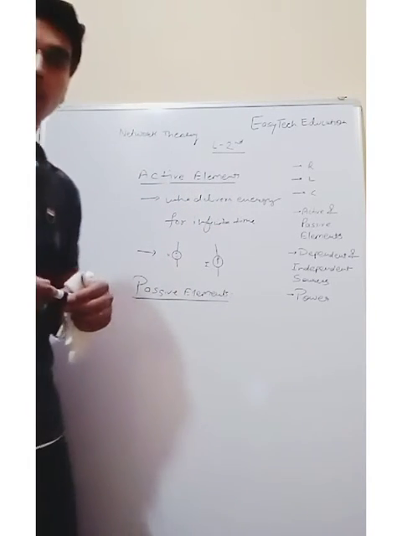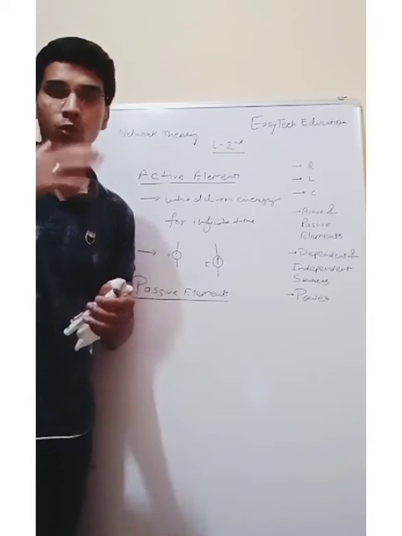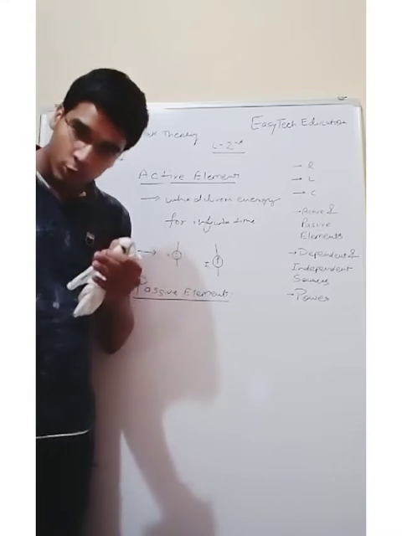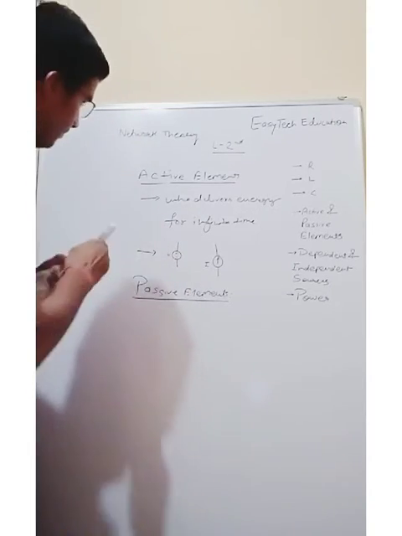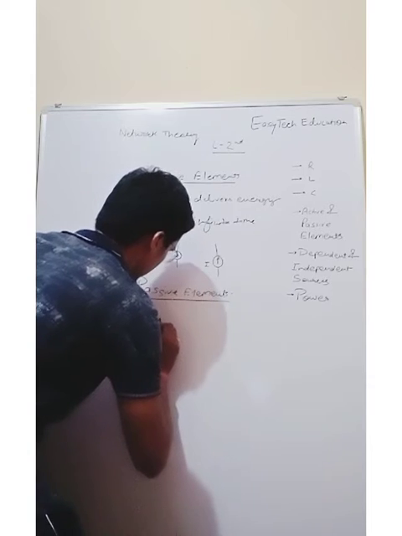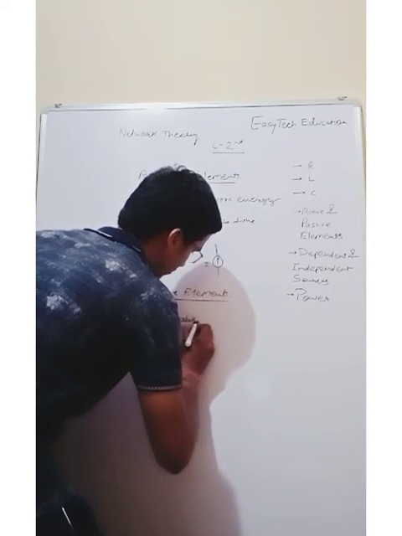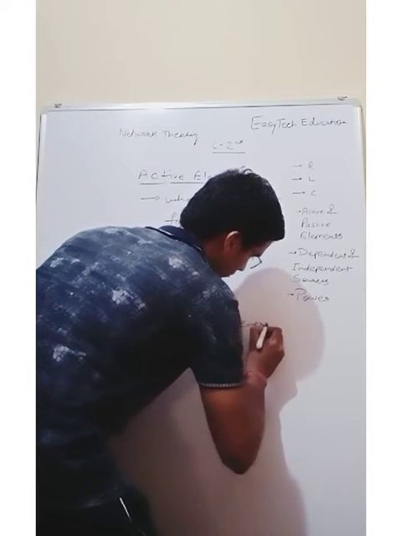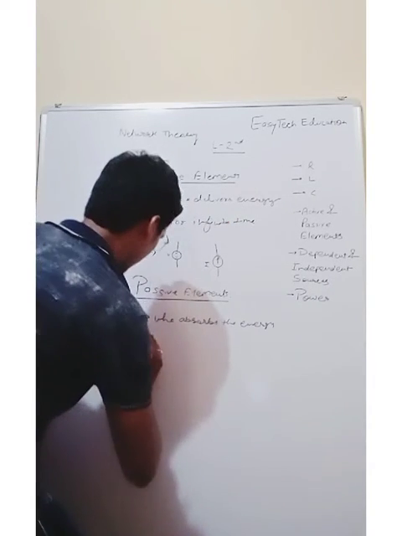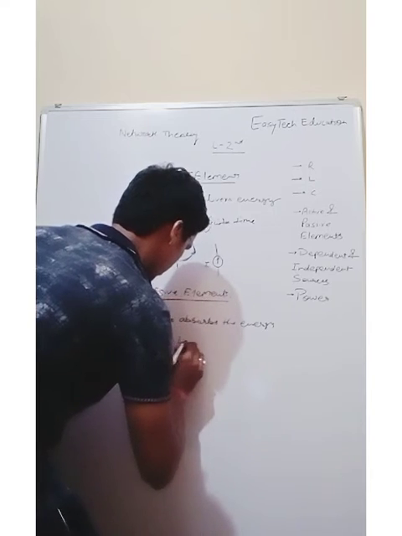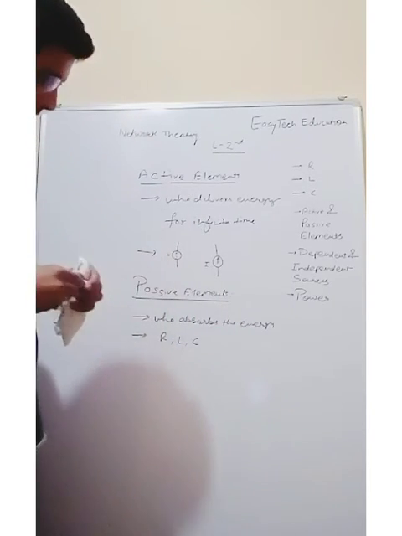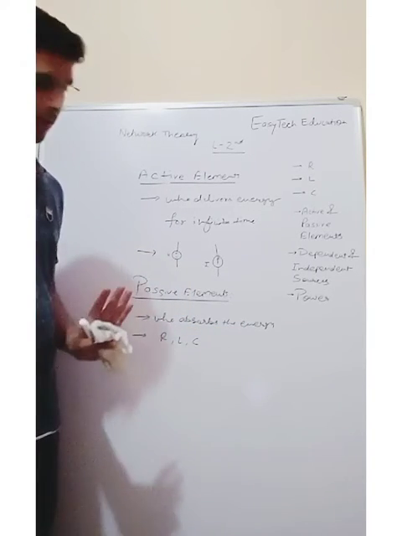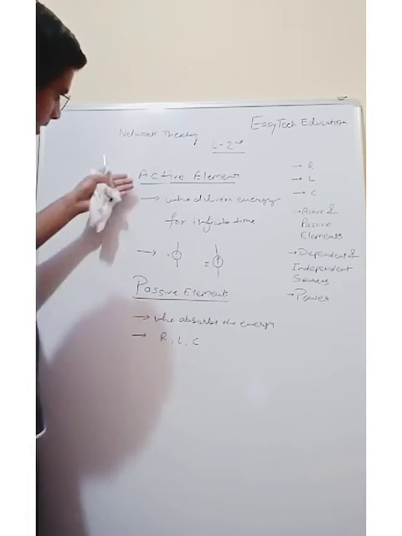Passive elements are those elements which do not deliver energy for an infinite period. Even they absorb the energy, like R, L, C. Passive elements are those elements which absorb the energy. Okay, so this is the difference between active and passive elements.